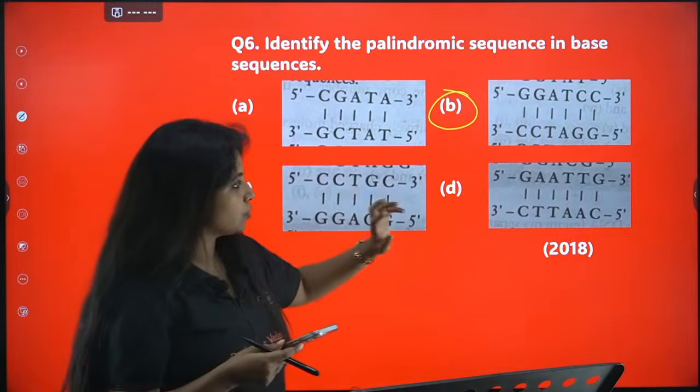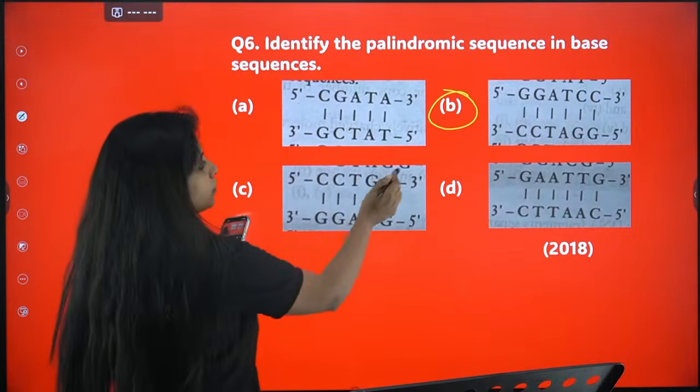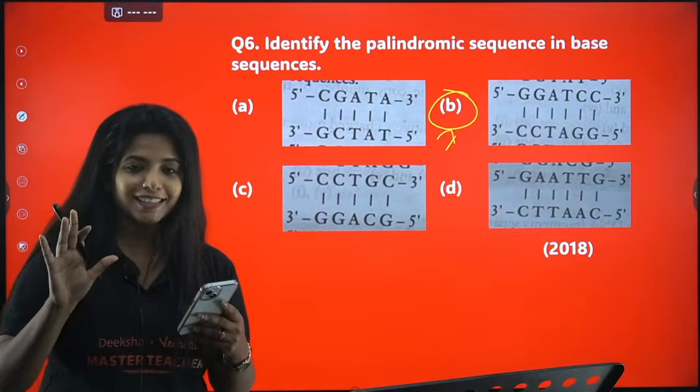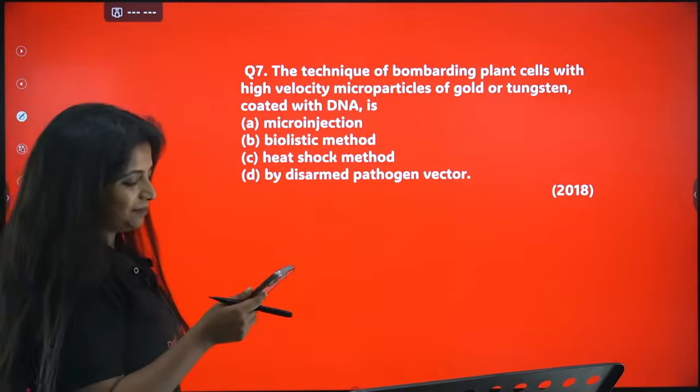it starts with G, so this is not the one. Here also G and C, this is also not the one. The only answer for this question would be B. This came in 2018. Just imagine this easy question comes in your paper. It would be so nice, right?